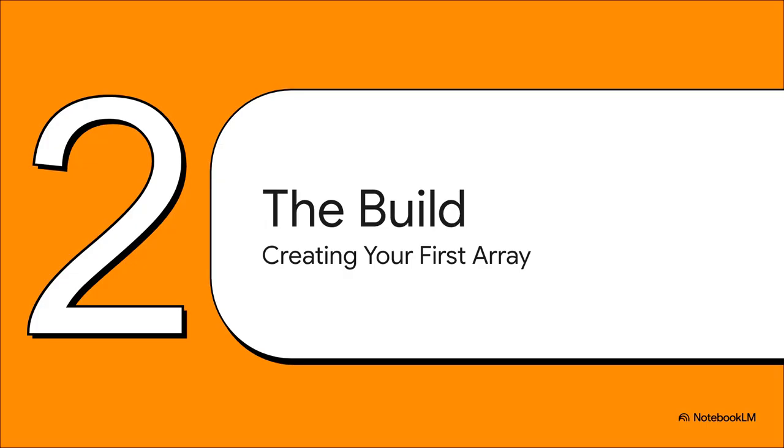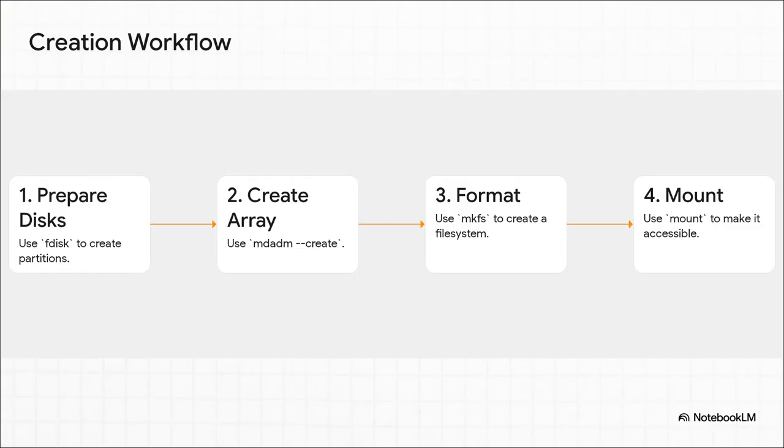Okay, enough theory. Let's roll up our sleeves and actually build our own RAID 5 array from scratch, step by step. This is where it gets fun. The whole process really boils down to 4 main steps. First, we'll prep our disks, partitioning them with a tool like fdisk. Then, we'll use mdadm, which is the workhorse for software RAID in Linux, to create the actual array. After that, it's pretty simple. We just format it with a file system and then mount it so our operating system can see it as one big, happy drive.